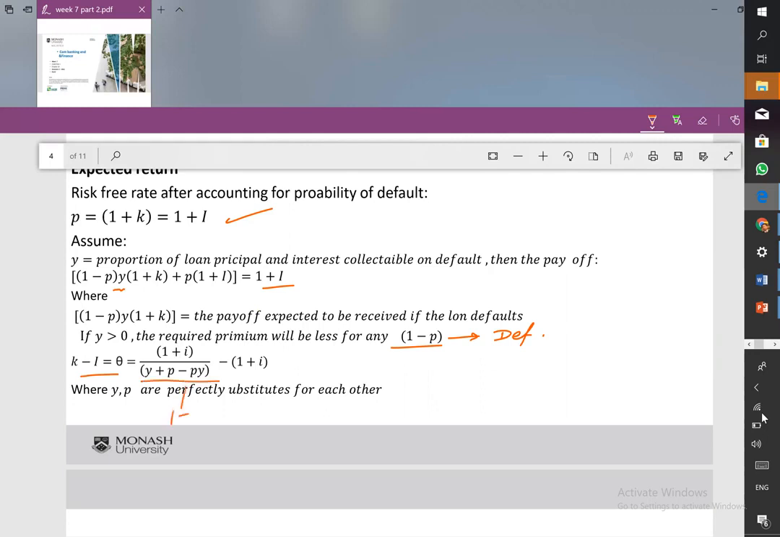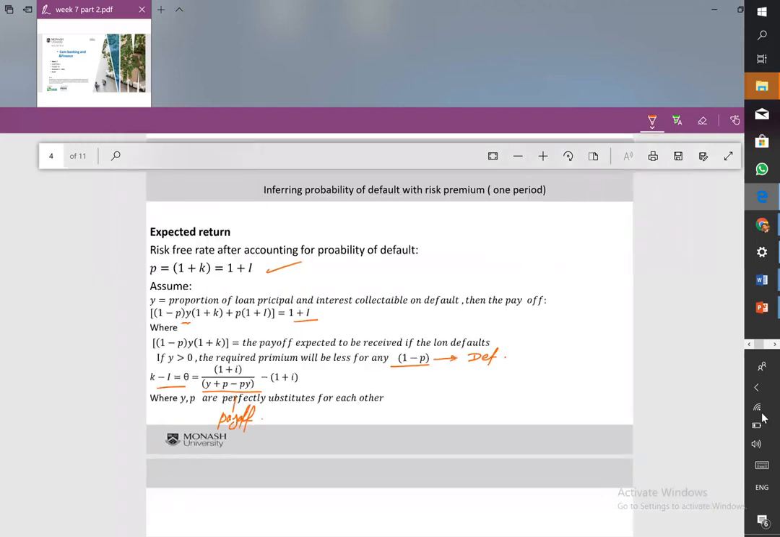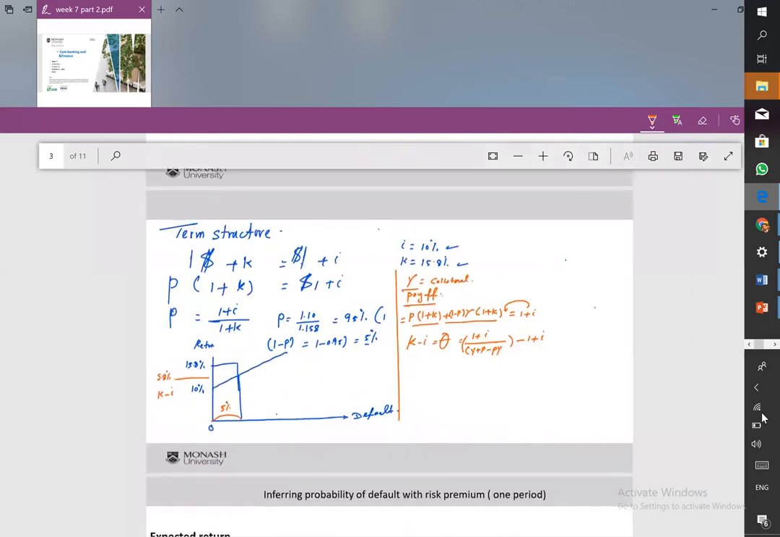This is actually 1 plus K, which is the probability of payment. This is the whole payoff: the probability of payment, and the probability of defaulting times the collateral. This is the whole thing behind this formula, and I hope you get it this way. This is the whole payoff when there is a collateral, and this is of course the central bank.